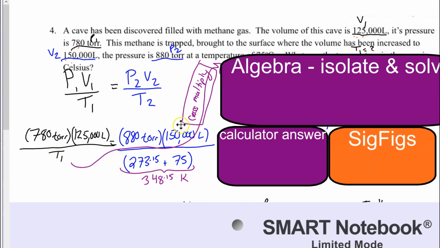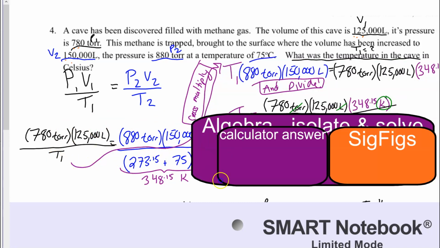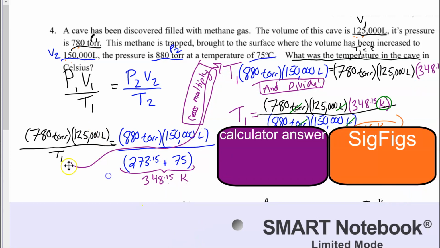This one, it's going to be easiest for you probably if you cross multiply and divide to isolate and solve. So when we do that, we take T1 times 880 times 150. That's one side of our equation now. And that's going to be equal to 780 times 1250 times 273.15. So I've cross multiplied and divided.